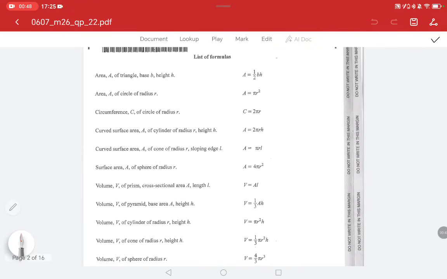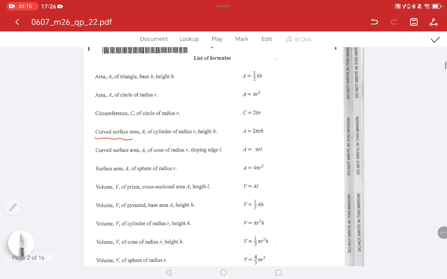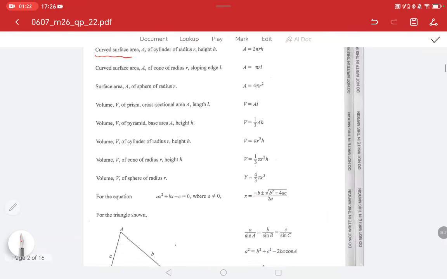Also, please take a look at the list of formulas before the exam to know exactly where you can find each formula. Take care, for example, that here is only the curved surface area. If you have any other face whose area you want to find, take care to add it in your question. Read very well that this is the curved surface area, not the whole surface area.